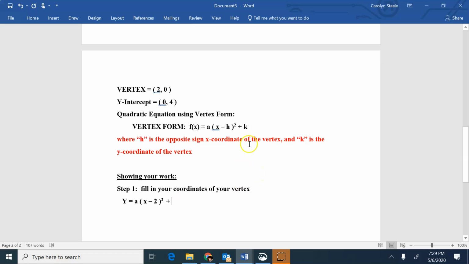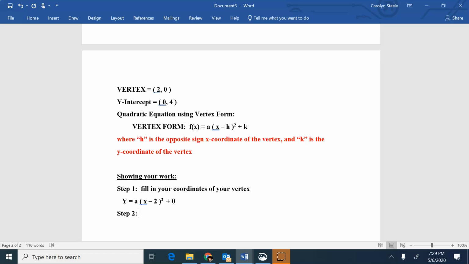And I want to put a plus sign. And now I want my k coordinate. That is my y value. It says k is the y coordinate of the vertex. The y coordinate of my vertex is 0. Okay, so I'm going to put plus 0. All right, so I filled in step 1, which was to fill in the coordinates for my vertex. All right, then the next thing is step 2.